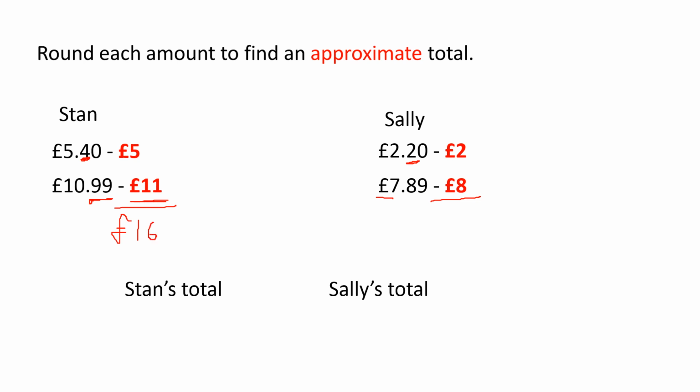And what is £8 plus £2? We have £10. So, what symbol would I put? Stan's amount is greater, his total is greater than Sally's total, so this is what I would be putting to indicate this.